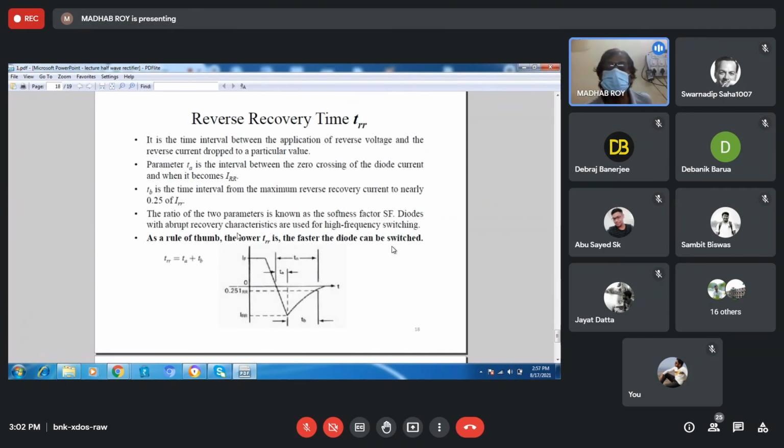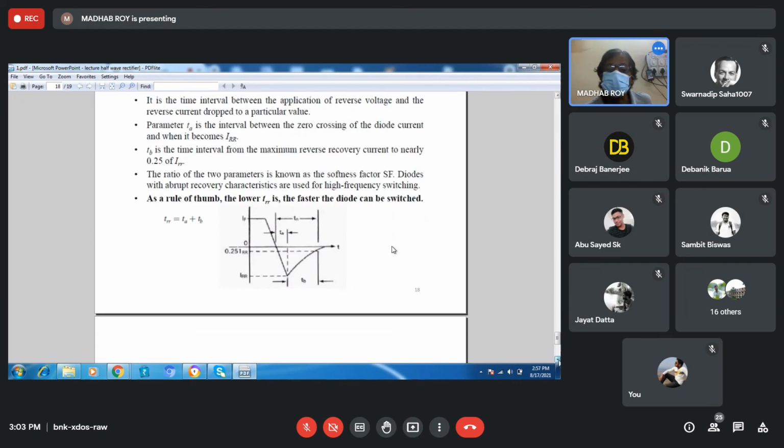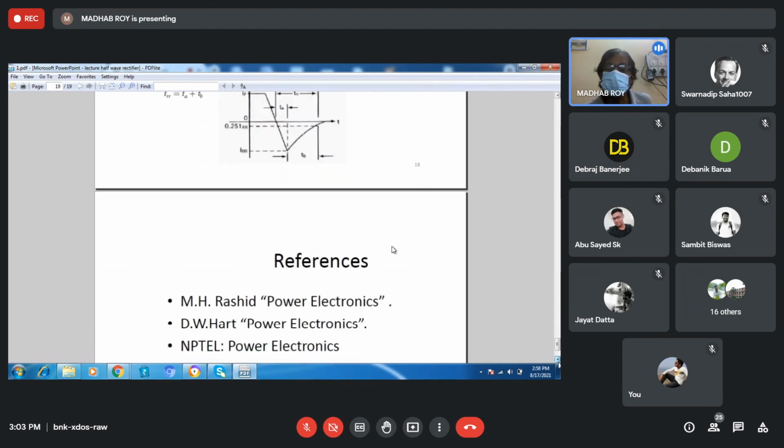Diodes with abrupt recovery characteristics are used for high frequency switching. As a rule of thumb, the lower the TRR, the faster the diode can be switched on. And TRR is the summation of TA and TB. These are the references.